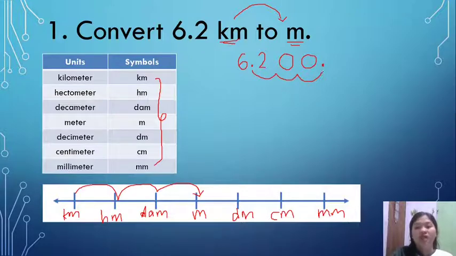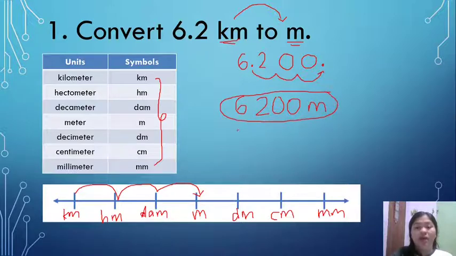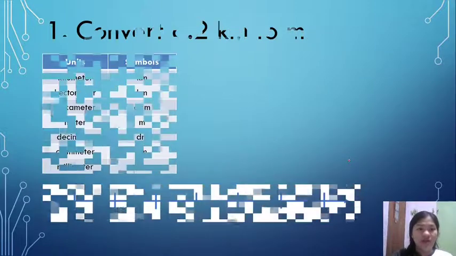Okay, so what is our new number now? You have 6,200. If the decimal point is located at the end and there is no number following it, we no longer need to write the decimal point. So 6.2 kilometers is 6,200. Now, the unit of this is meters. So that is how simple converting is using this technique, just moving the decimal point to the left or to the right.